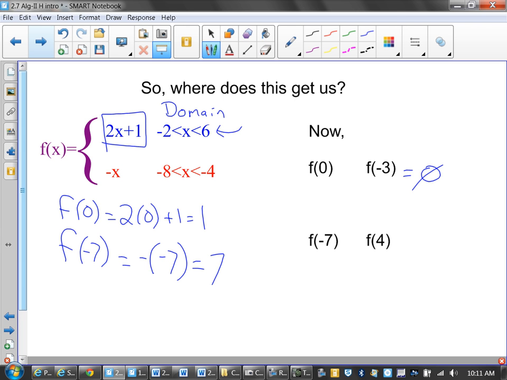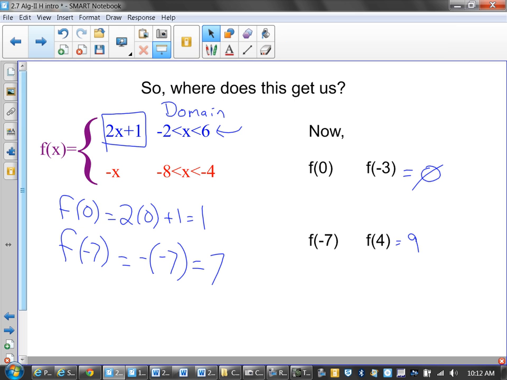Okay. f of 4. Which one is that going to fall in? The top one again. Look at your equation right here. It falls in the top one. So f of 4, I get 8 plus 1, and I get 9. Okay. Questions?